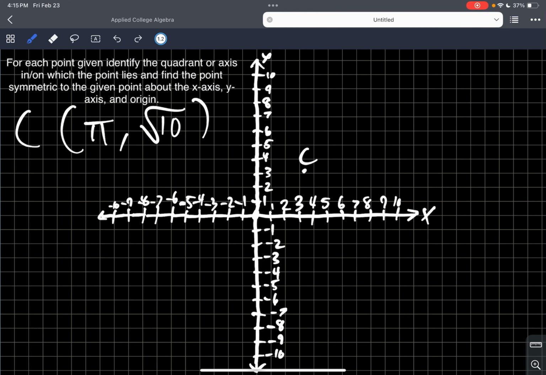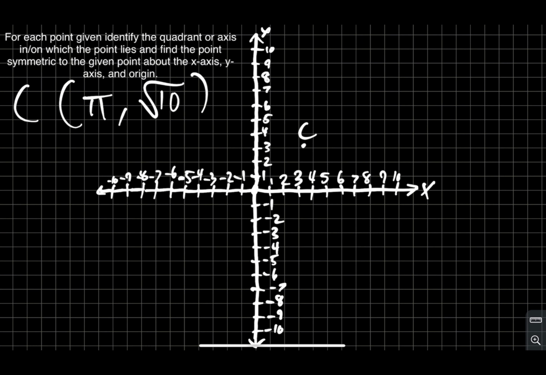So the first thing we want to do is determine what quadrant C is in. So C is in your first quadrant. Now, how do we find a point symmetric to C about the x-axis? Remember, for the x-axis, you want to change the y value. So for point X, which is going to be that point that's symmetric to C about the x-axis, it's going to be pi, comma, negative square root of 10. So we just wanted to change that y value. And when we plot our point, it's going to be about right here. And that's going to be point X.